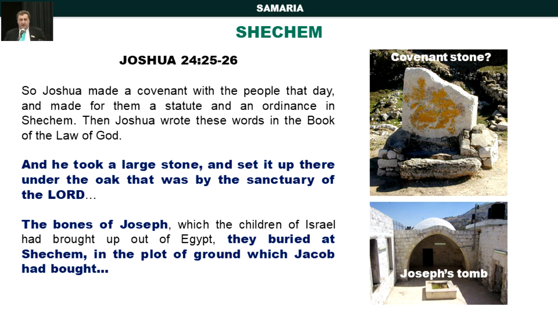Now they also buried the bones of Joseph that were taken from Egypt there in the plot of land that his father Jacob had bought. Now fittingly, Joseph was laid to rest in the tribal area of his son Manasseh.